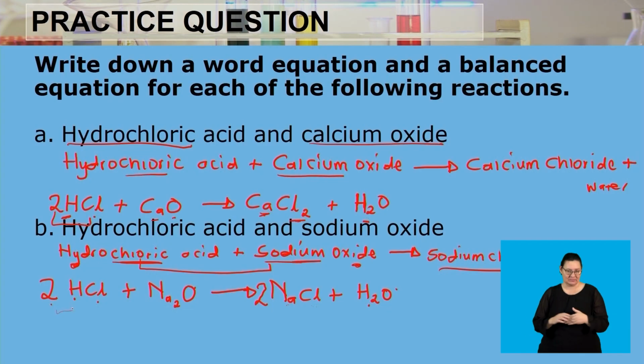So the hydrogen is balanced. It's two hydrogen on the left-hand side, and then we also have two chlorine on the left-hand side. And on the right-hand side, after putting that two, we now have two sodium and two chlorine atoms. So the chlorine balances out with that chlorine, and the sodium atom balances out with that one. So now our sodium, chlorine, and hydrogen are balanced. The oxygen still remains untouched, it's still one on either side. So with this, we can safely say that our equation is balanced.